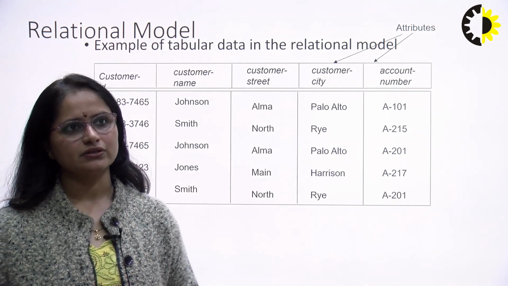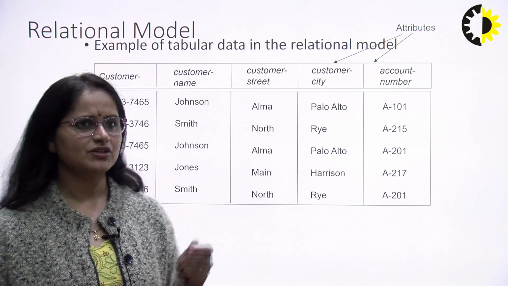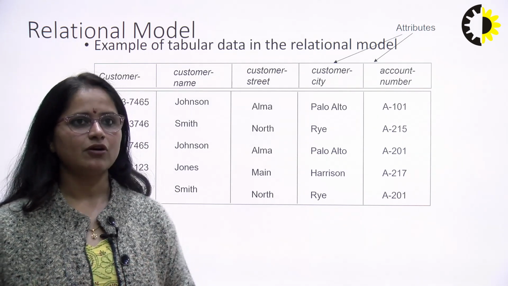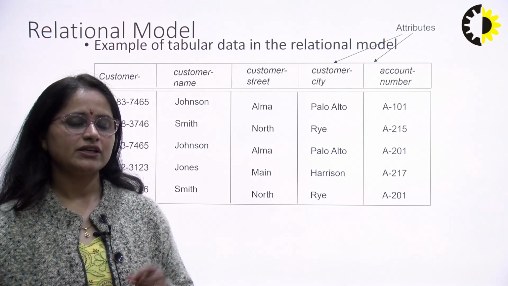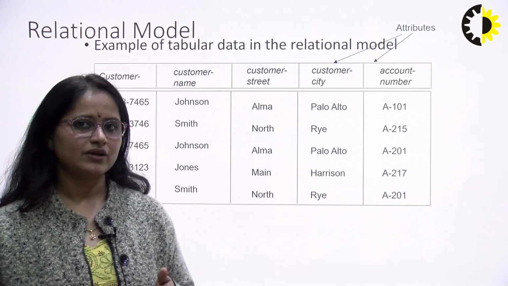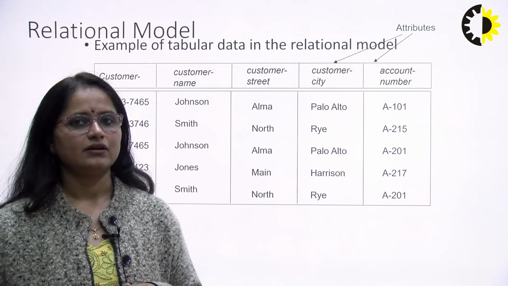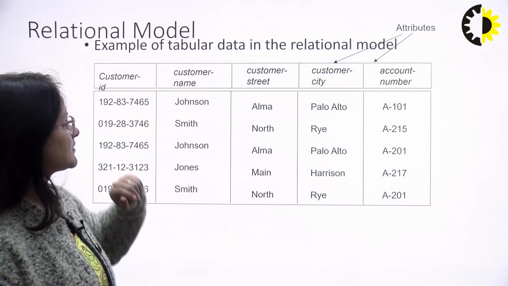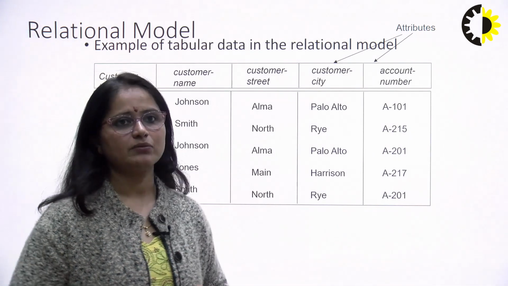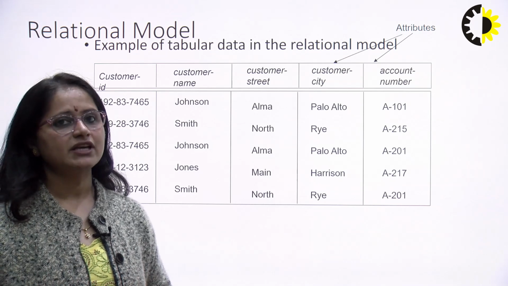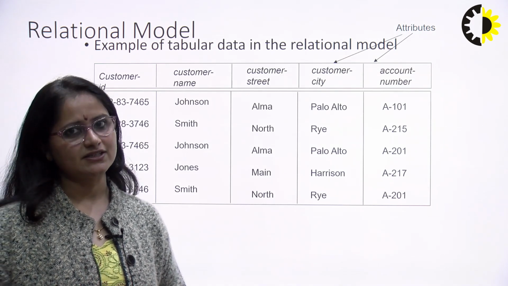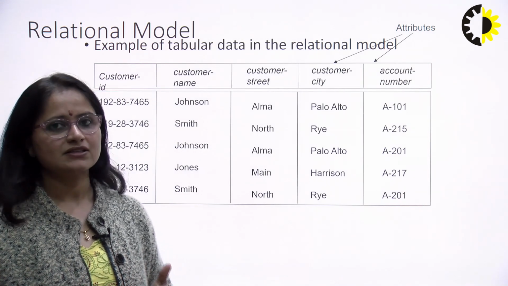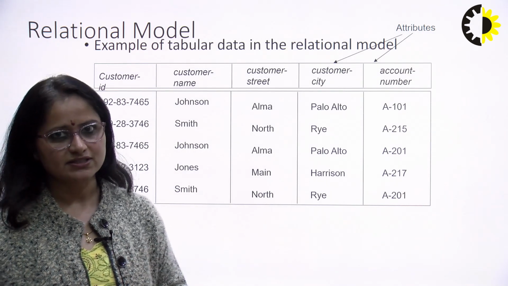Here we can see a brief explanation of the relational model. The relational model can be shown in tabular form, where we keep data in a tabular way using rows and columns. Columns like customer name, customer city, customer street, account number are the different columns which are known as the attributes of the entity set. Attribute means the properties of the entity. An entity is a real world object having its own existence.